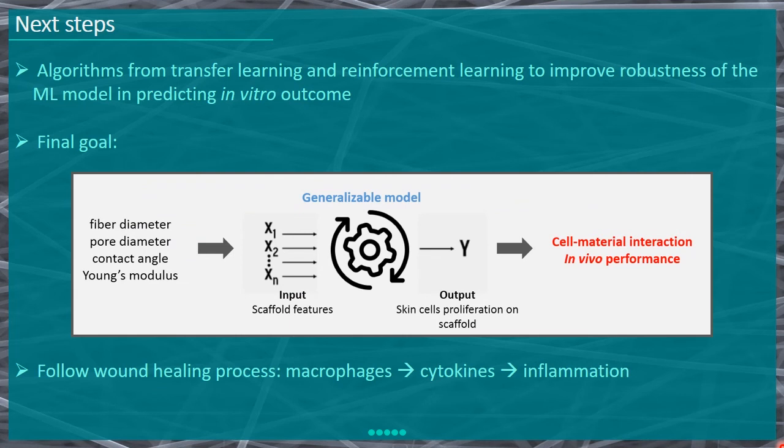So this is the first study from our research group on machine learning methods to predict scaffold performance for skin regeneration. Future work would be testing other algorithms to improve the accuracy of our model. We are aiming at a final generalizable model that will take scaffold parameters as input and predict the number of skin cells in novel scaffolds. In parallel, we are also following the wound healing process to study other types of cells.